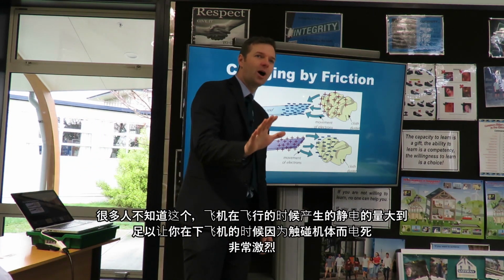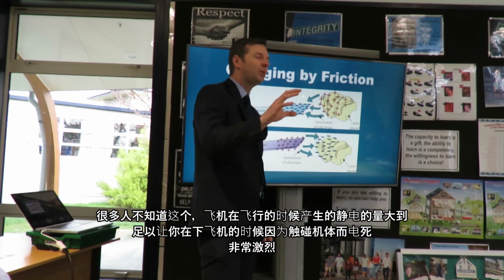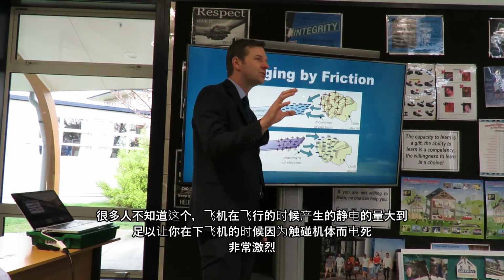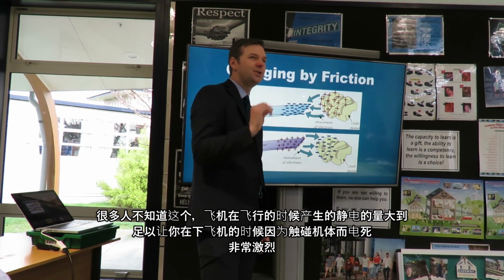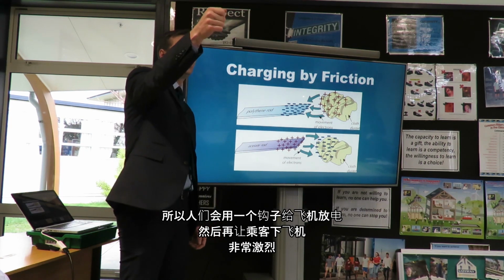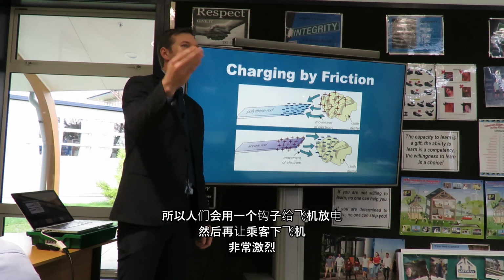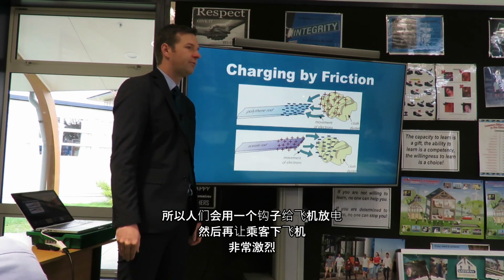Airplanes, something that people commonly don't know is that when you fly long distance in an airplane, the airplane gains so much electrical charge that you could actually get electrocuted if you touch the airplane coming off. They actually hook a metal cable to it, to ground it, to discharge the airplane before you get off of it.